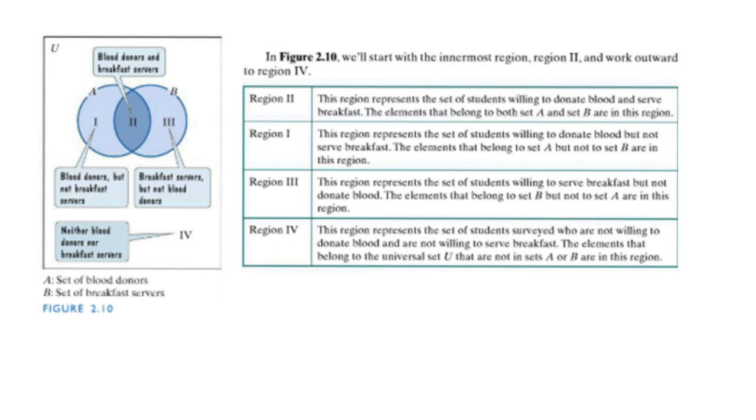I'm going to just go ahead and say if I have my sets, region 1 is going to be in A. So elements that are contained in A, not in B. That's for this Roman numeral 1 right here.